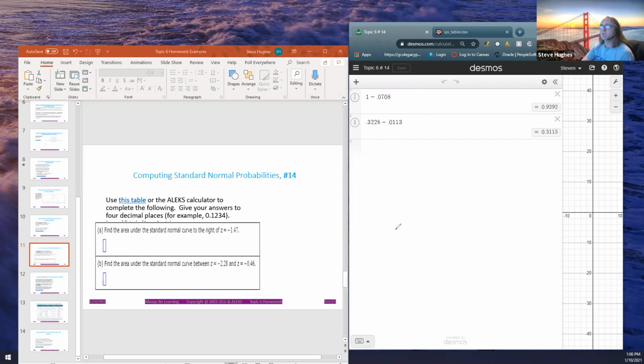All right, the second one says, find the area under the standard normal curve between z equals negative 2.28 and z equals negative 0.46. Let's draw a picture for ourselves again, okay? Hey, you know what? I think I can do better than that. You guys think so? Yeah, I'm pretty sure, but I need some help. All right, so here's a straight line this time. Hey, that works out a little better, right? All right, let's do it. So draw my picture.